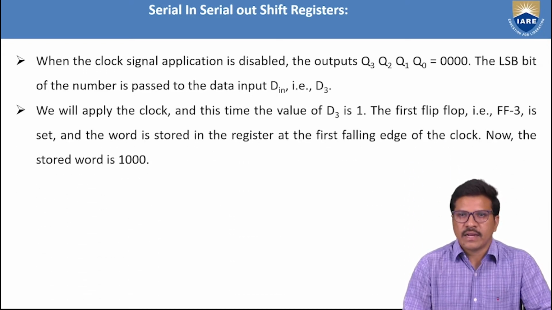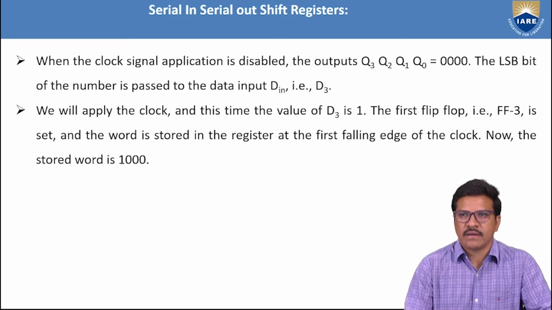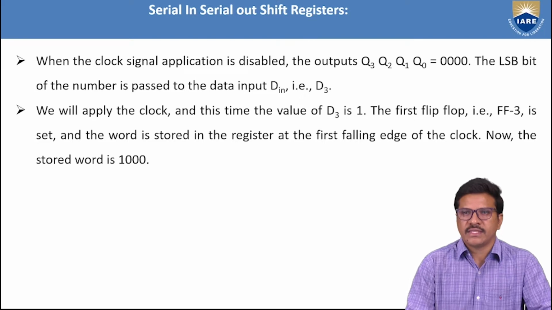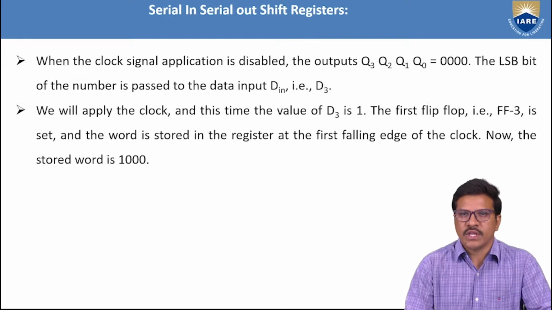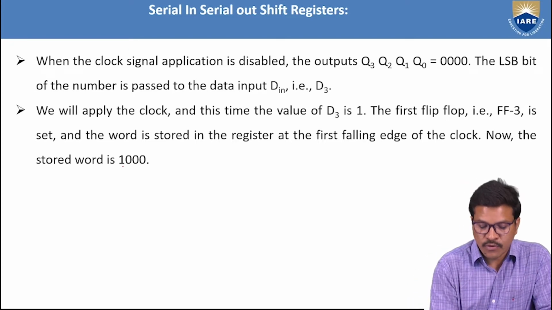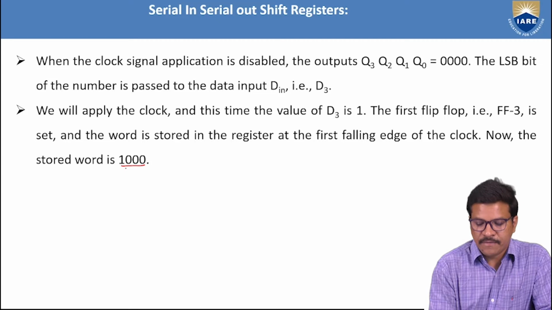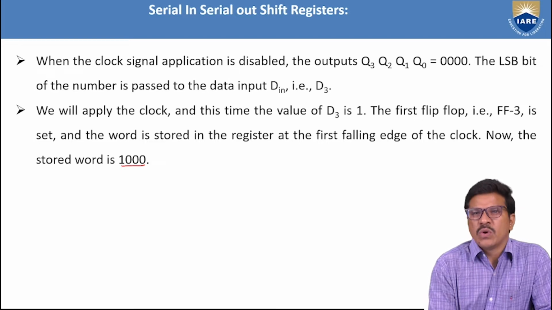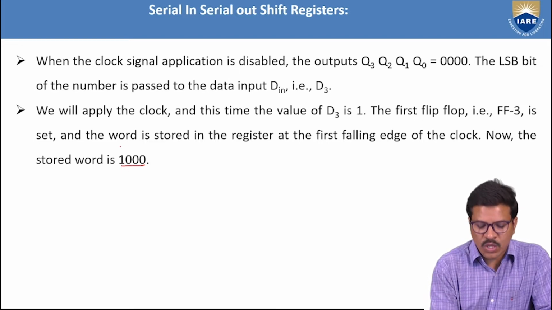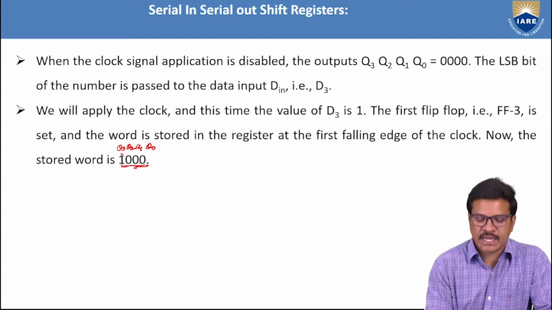We will apply the clock, and this time the value of D3 is 1. The first flip-flop, that is F3, is set, and the word is stored in the register at the first falling edge of the clock. It is our wish whether the registers work with the falling edge or rising edge of the clock. Now the stored word is 1000 because this is the left to right shift. The data is marked at Q3, Q2, Q1, Q0. So these are the outputs of data after applying the first clock.